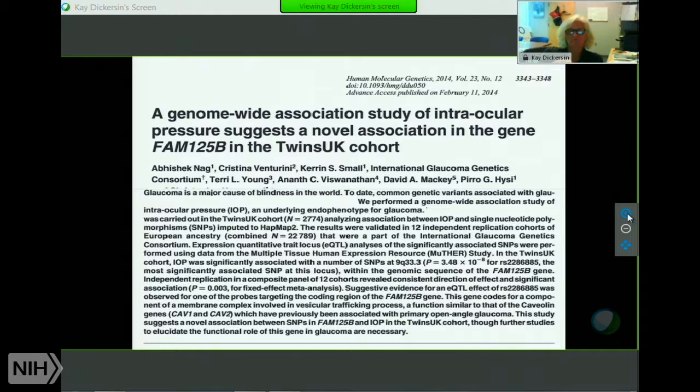It says, we performed a genome-wide association study of intraocular pressure. Okay, but if you go down, doesn't seem like a systematic review, you see they did a meta-analysis. So, now I'm worried. Is it a systematic review or not? I don't have an answer.